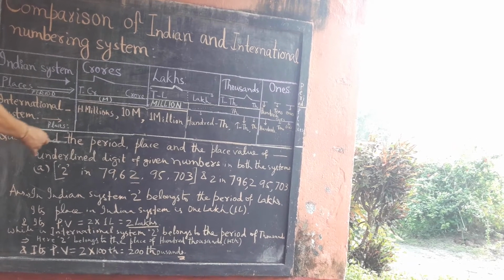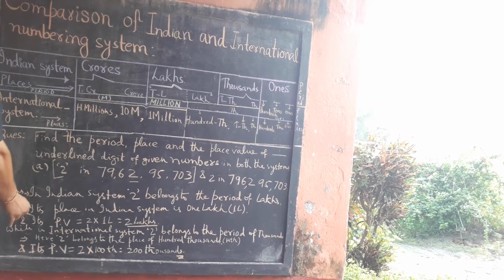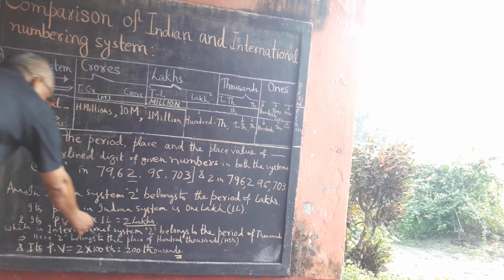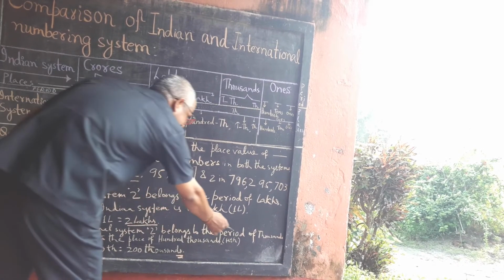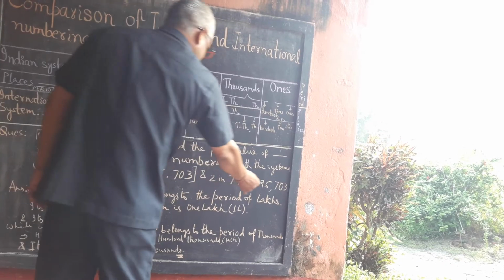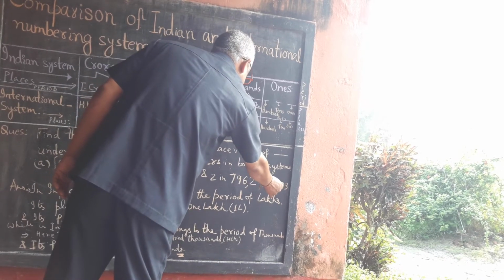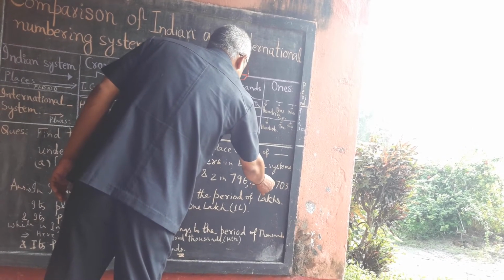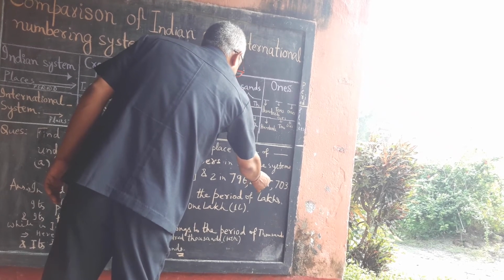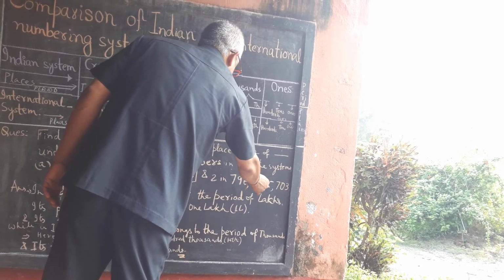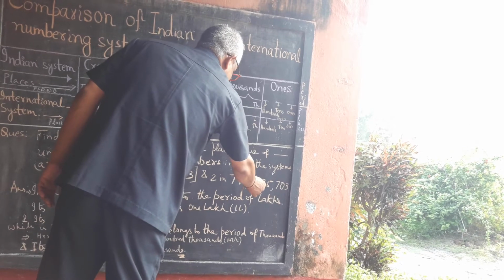And in international system, how is it calculated? You can see, in international system 2 belongs to the period of thousands. You can count it: 1, 10, 100. This one 1000, 10,000, and this one 100,000 in international system.